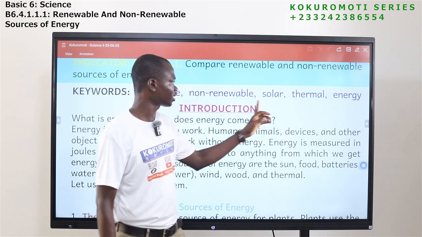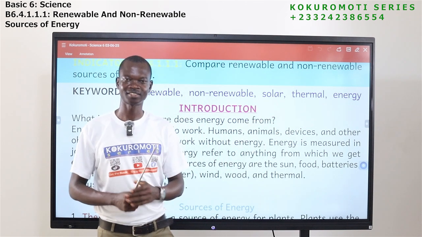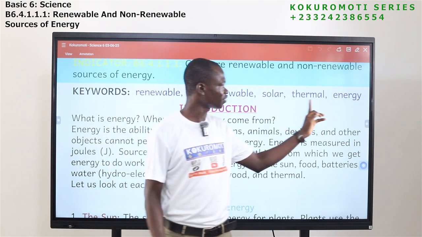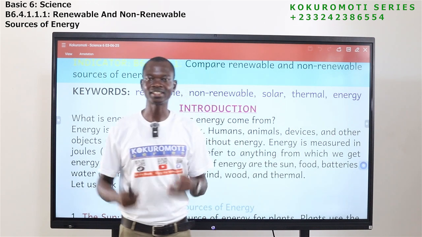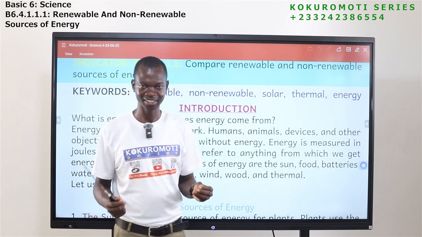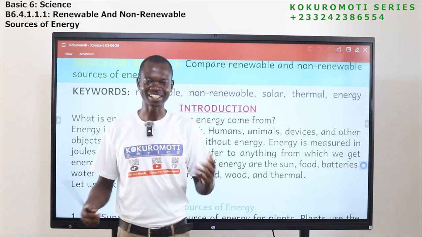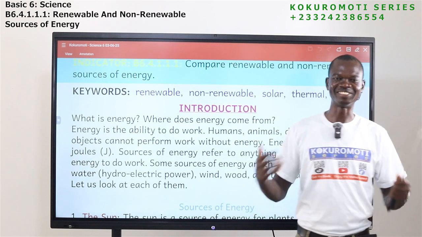Okay, the next word is solar. Solar is all about the sun. Then we have the next word, thermal. Thermal also means heat. And then the last one is energy. As for energy, you know it. Energy is the ability to do work.